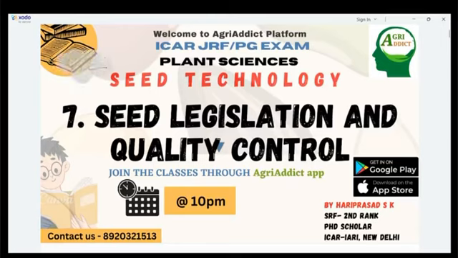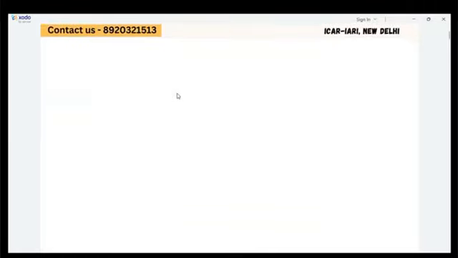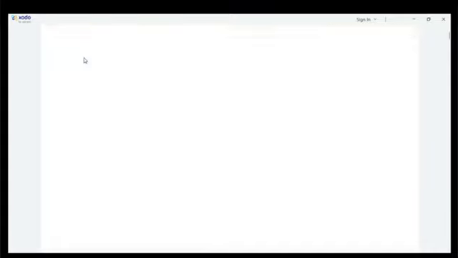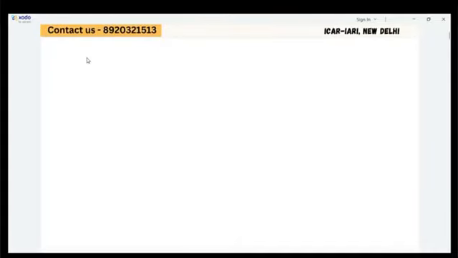In the previous class, we started our discussion about seed legislation, and mainly it's about seed quality control. Under seed quality control, we discussed how the Seed Act was enacted and what the different sections under the Seed Act are. We also discussed why the Seed Control Order came into play. Before going into the Seed Control Order, I'll list out the sections, rules, and parts of the Seed Act.